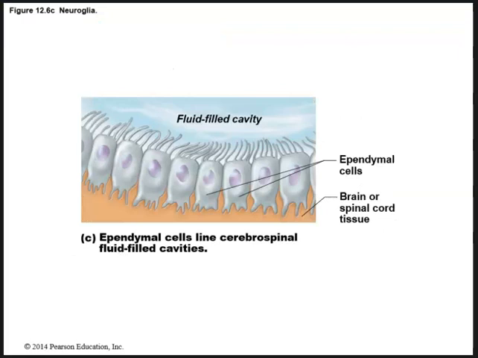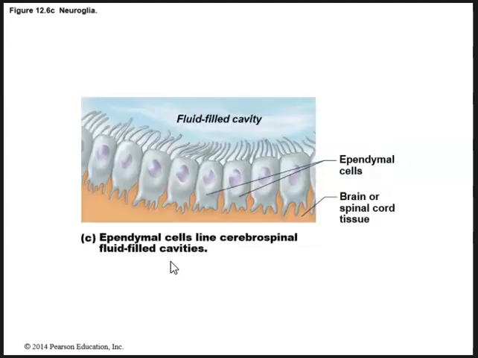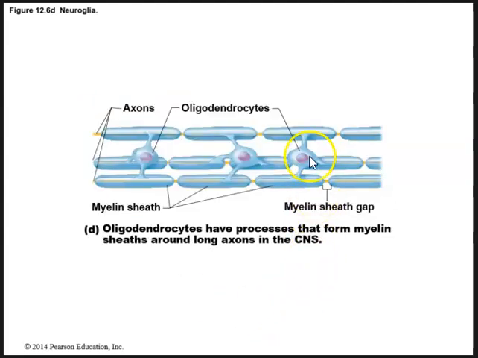Here we see our ependymal cells. They line cerebrospinal fluid-filled cavities, such as the different ventricles, lateral ventricle, fourth ventricle, so they help with the movement of cerebrospinal fluid. Here we see oligodendrocytes that have processes that will form myelin sheaths around long axons in the central nervous system. Okay, so here are oligodendrocytes. Their processes wrap around the axons, providing that myelin sheath.